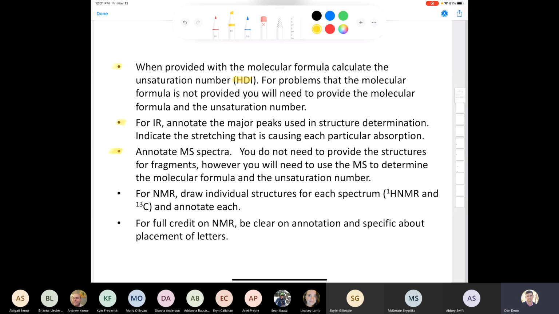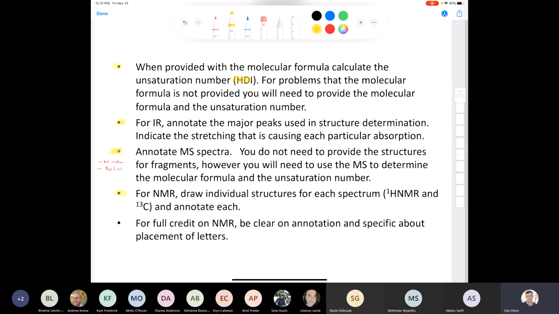You're going to annotate the mass spectra. And the way you would do that is you want to make sure that you apply the nitrogen rule. And you want to identify if there's any halogens, so if there's any bromine or chlorine present in the molecule. You don't have to annotate everything, but you're going to use the mass spectrum to help you determine the structure of the compound.